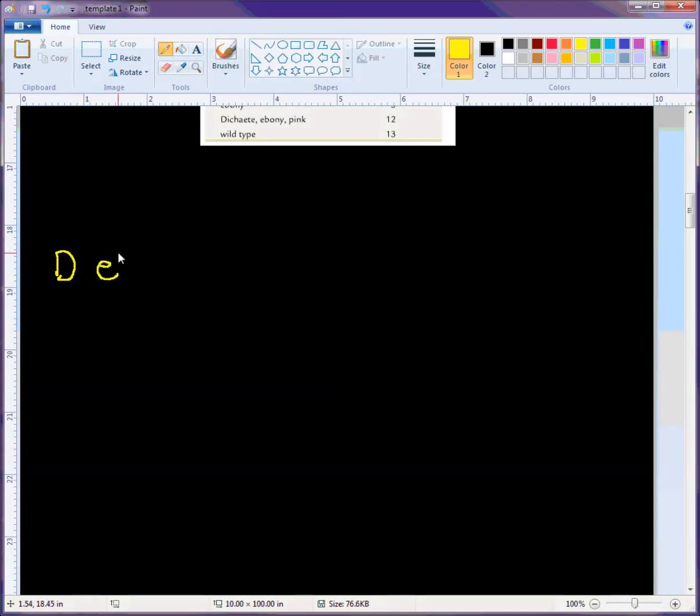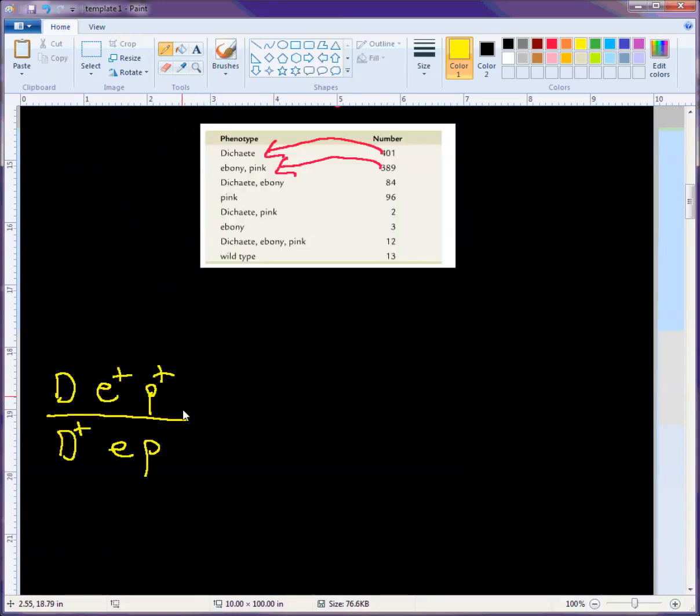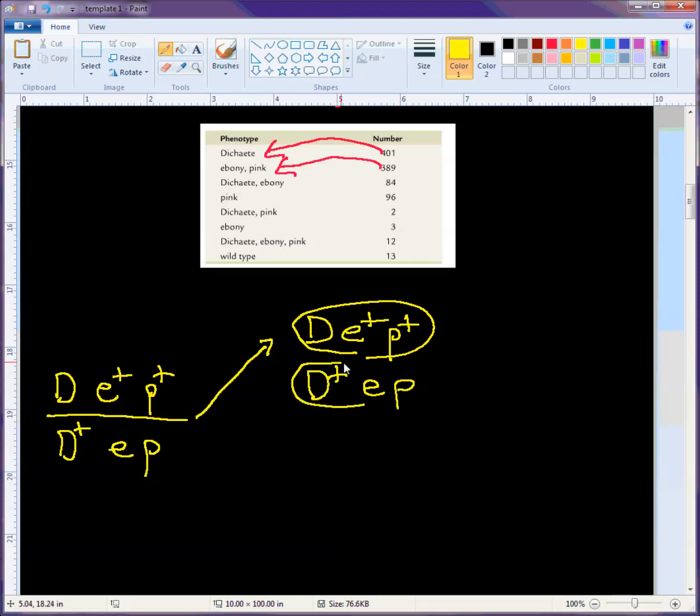D, E plus, P plus, D plus, E, P. Now this is the genotype in the heterozygous parent. Remember, one of the parents has to be heterozygous for all 3 genes of interest for a 3-point cross. So, okay, let's predict the non-crossover class. Now the non-crossover class results when there's no crossing over during meiosis between the 3 genes of interest. So we have D, E plus, and P plus making up one gamete, D plus, E, and P making up the other gamete. Okay, that's the non-crossover class.